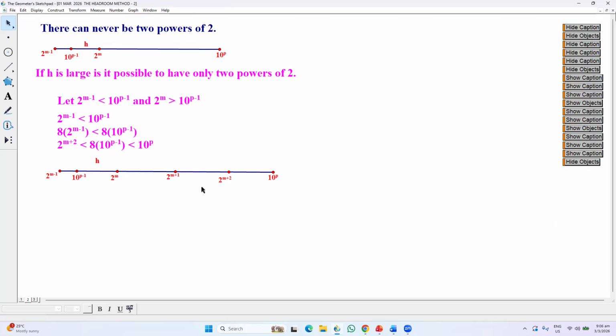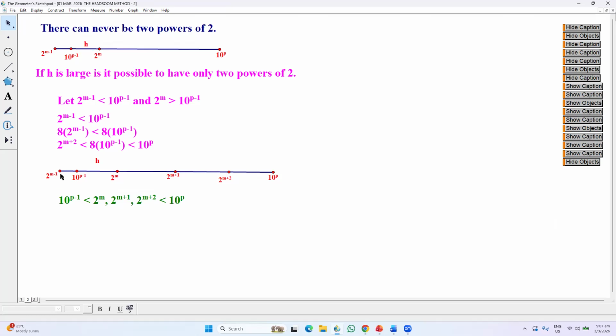1, 2, 3. This shows the 3 powers of 2 in the interval. So there can never be less than 3. So there can never be 2 powers of 2.